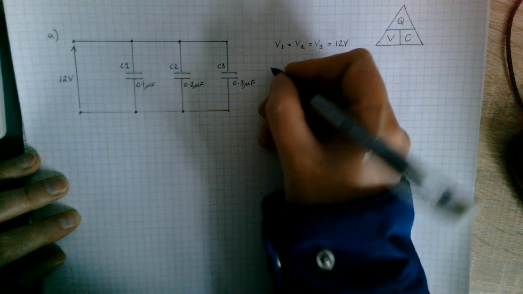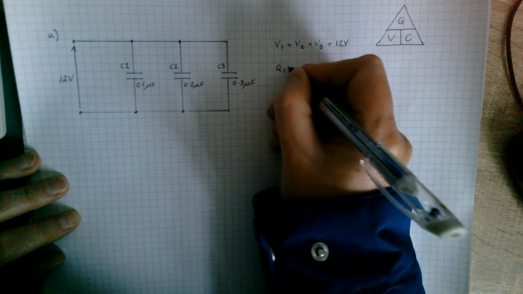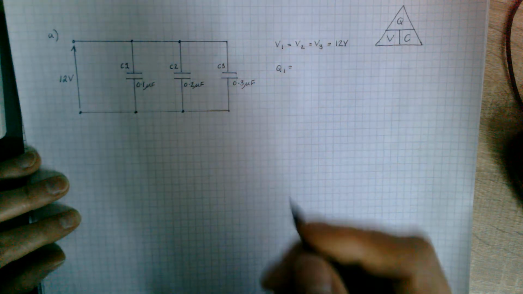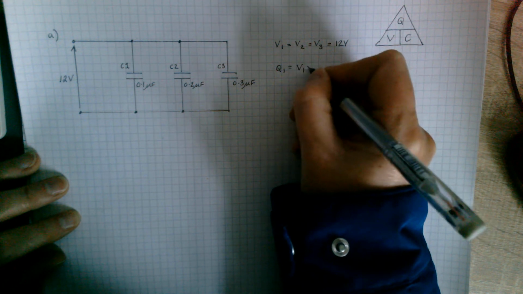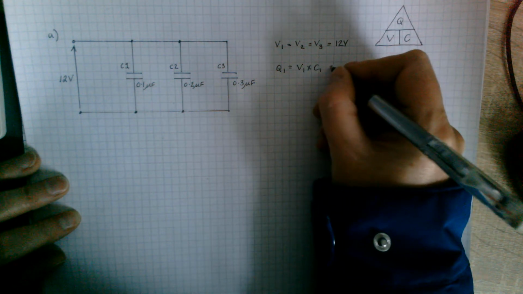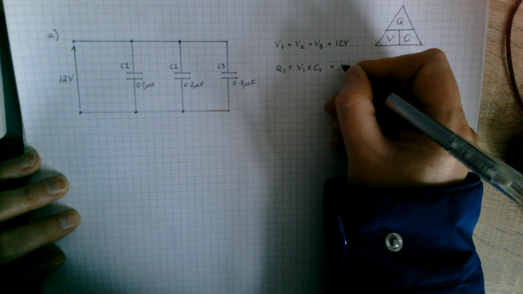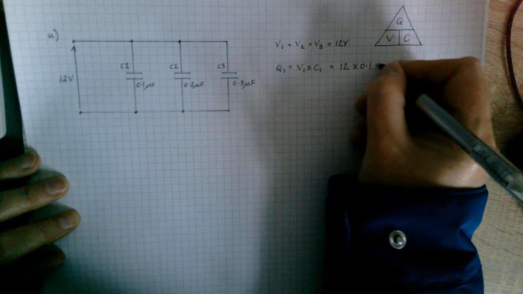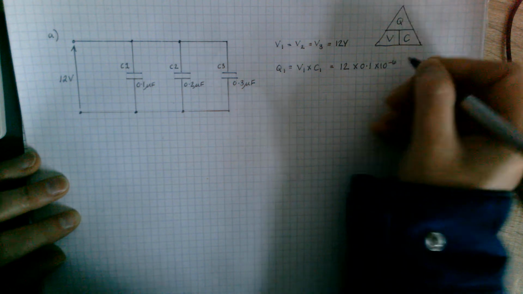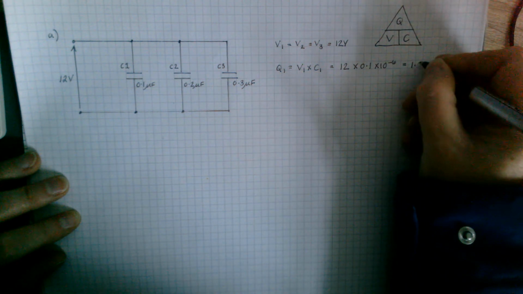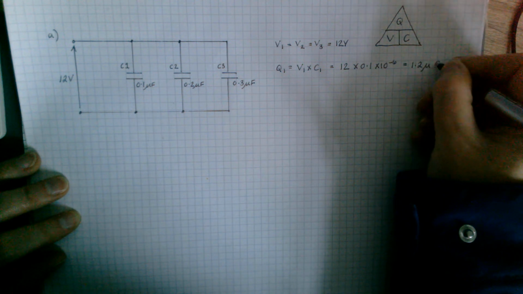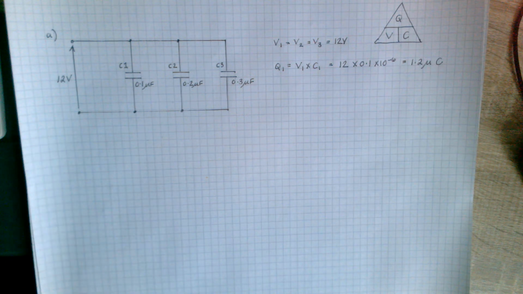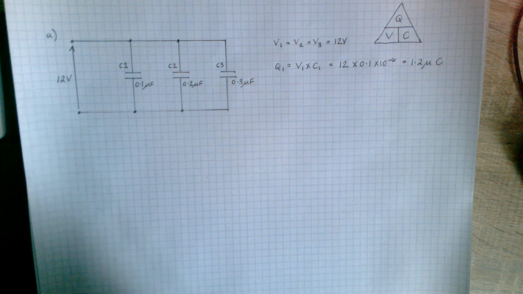If you want the charge for each capacitor, Q1, using your capacitor formula, to get Q you do V times C. So V1 times C1: 12 times 0.1 times 10 to the minus 6 for microfarads, gets you 1.2 microcoulombs, because charge is measured in coulombs. And you'd go through the same process for the next two capacitors.